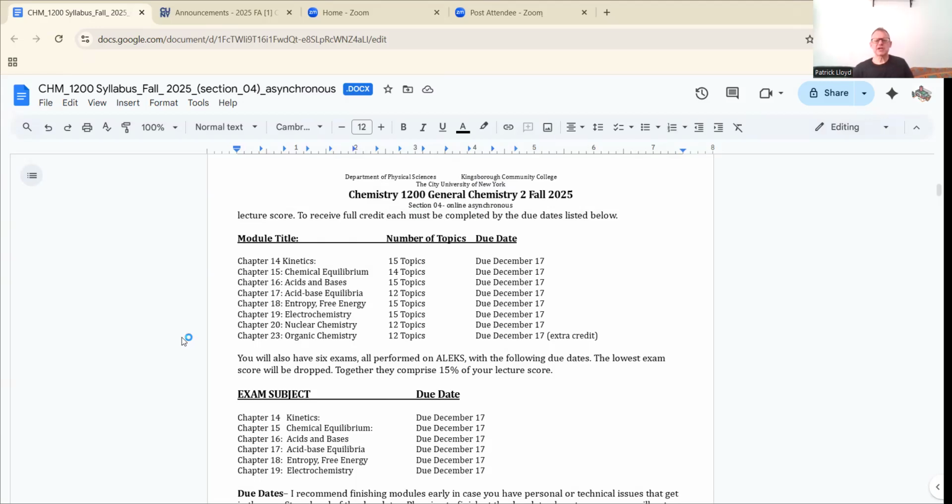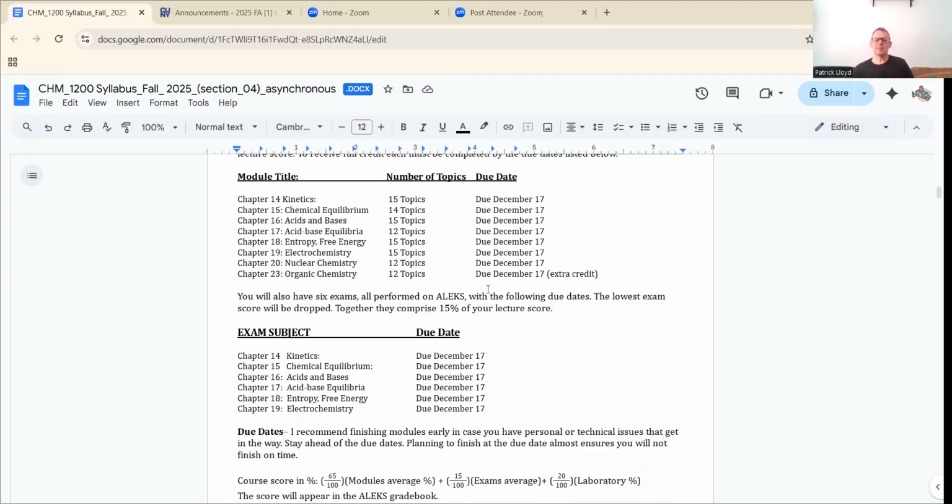Okay. So each chapter has anywhere from 12 to 15 topics. They're roughly the same. They're equally weighted. So even though some of them have 15 and some of them have 12, they're worth the same amount of credit. Okay. Those are homework problems. Those are homework sets, one for each chapter. The due dates are all listed here again.